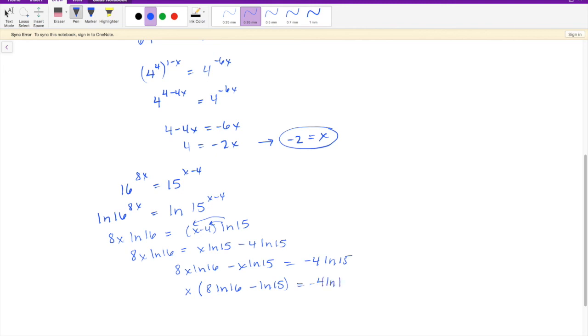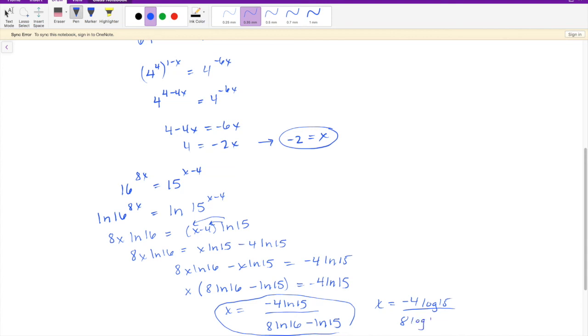And then divide by everything but the x. So I'll have negative 4 natural log of 15 over 8 natural log of 16 minus natural log of 15. And again, you can just leave it like that. And again, it doesn't matter if you had used common log. You'll see that in ALEKS too. If you plugged it into a calculator, you get the same decimal. So that doesn't matter. Those two things mean the same thing. But that's basically it. Those are the two kinds of examples that you're going to see in ALEKS.